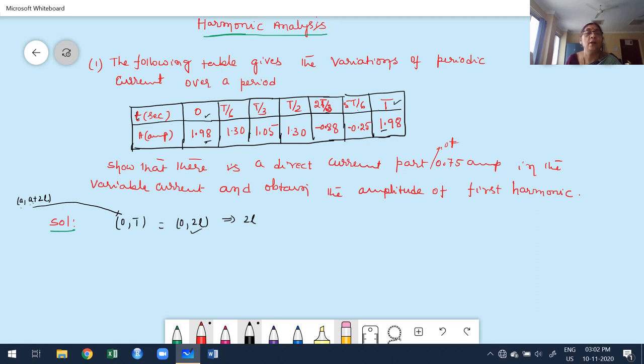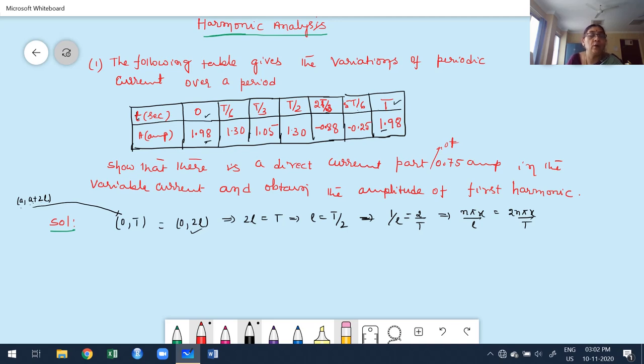A is 0, a plus 2l is equal to T. A is 0 means 2l is equal to T, that implies l is T by 2. The reciprocal, 1 by l, is 2 by T, 2 by capital T. Also from this, n pi x by l, with 1 by l equal to 2 by T, we get 2n pi x by capital T.